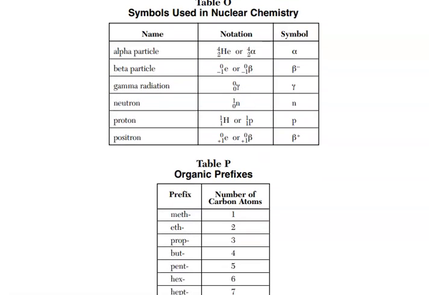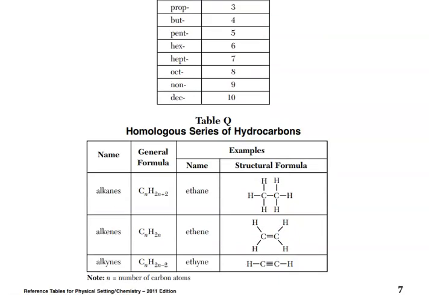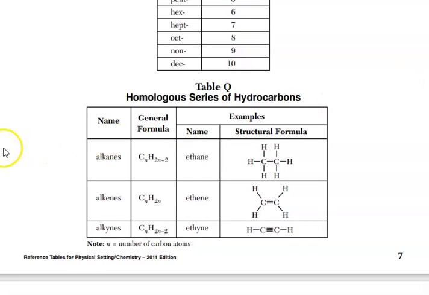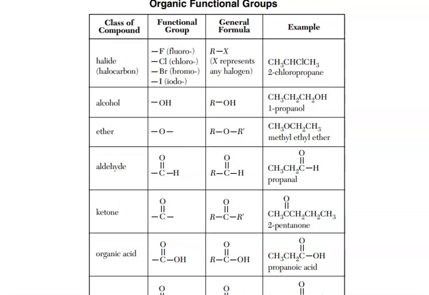The organic reference tables are table P, which give you the number of carbon atoms that relate to prefixes for the naming. Table Q, which gives you the three major groups of hydrocarbons: alkanes, alkenes, and alkynes. And then finally, table R, which have a list of our functional groups. So let me explain. Your functional groups are where you have carbons, hydrogens, and then some other element or elements besides those two. For example, halogens, oxygen, nitrogen, etc.